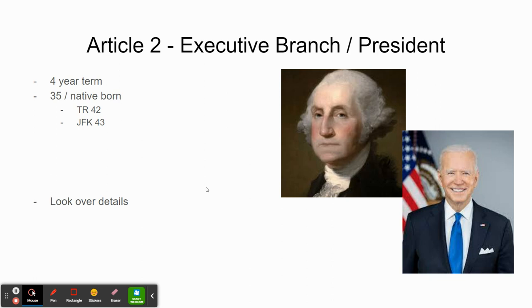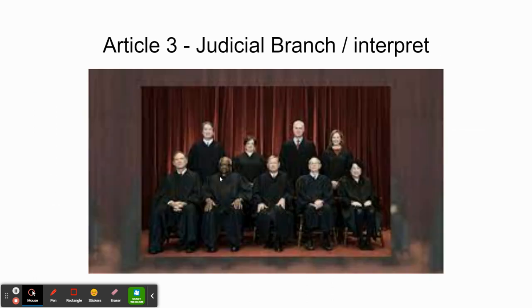Just for your own information, the two youngest presidents were Teddy Roosevelt, who became president when William McKinley was assassinated at age 42, and JFK, John Fitzgerald Kennedy, who became president at 43 when he was sworn in. He was the youngest person ever elected to the office. Again, look over the details.